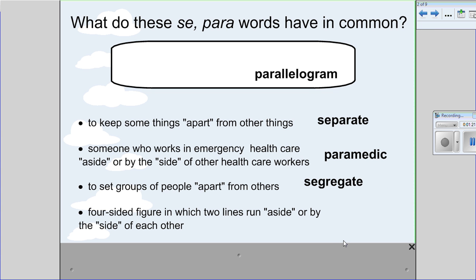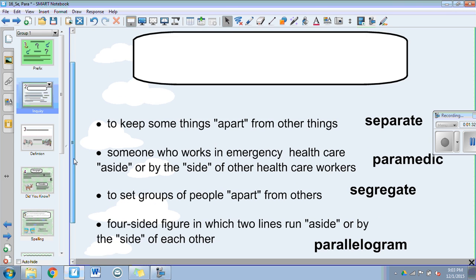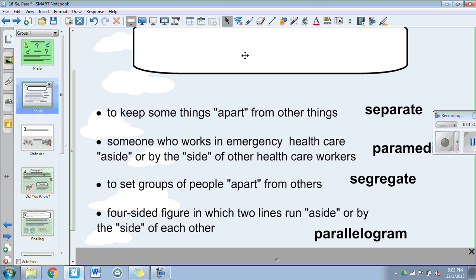A 4-sided figure in which 2 lines run aside or by the side of each other. You may recognize this word from math class. It is a parallelogram. Now, looking at these words, what do they have in common with one another?